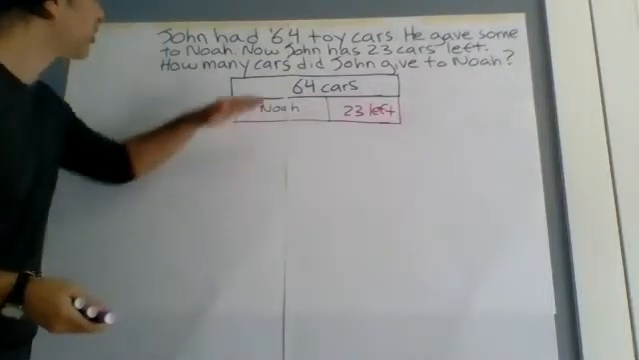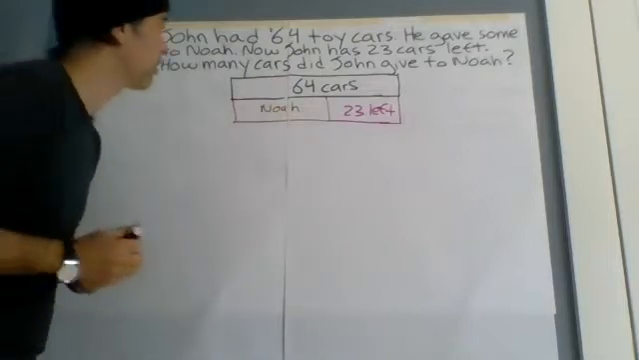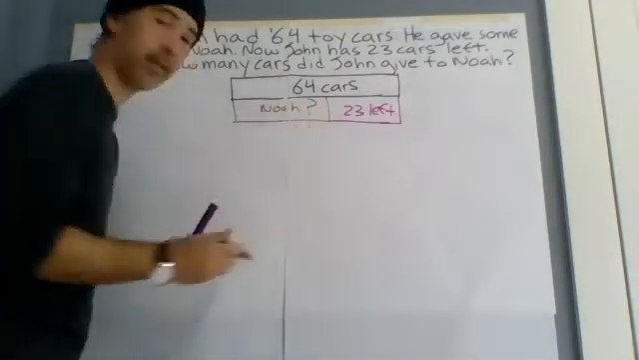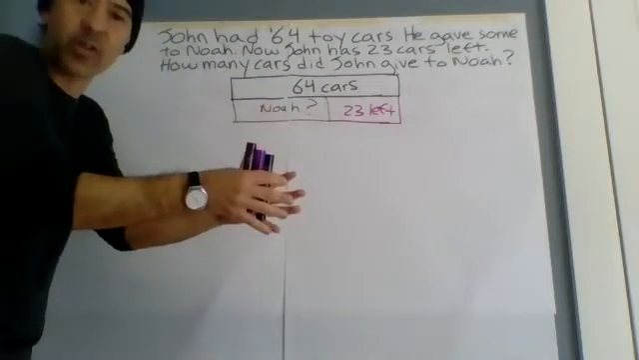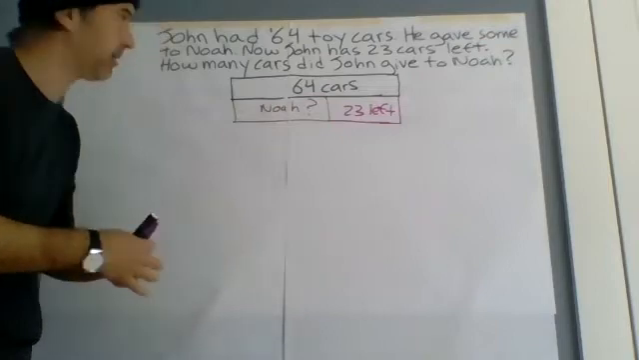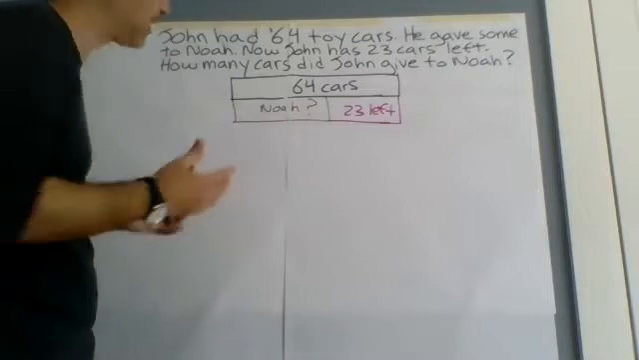Okay, so he had 64 cars. He gave some to Noah. We don't know how many he gave to Noah. But after he gave those cars to Noah, he had 23 left. Okay. So I could do this.